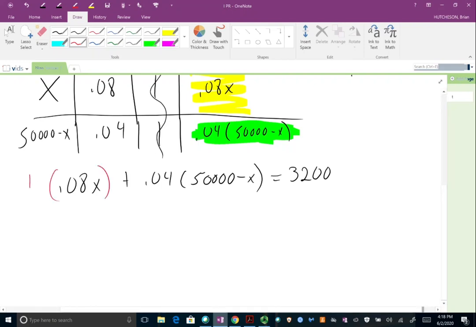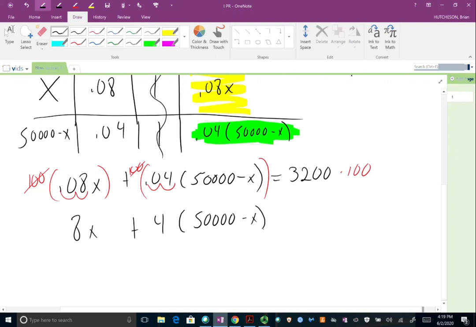I'm going to multiply this piece by 100, this piece by 100, and this piece by 100. Basically, I'm multiplying through by 100. And what does that do? It moves my decimal. So instead of 0.08, I now have 8x plus 4 times (50,000 minus x). And this is 3200 with another 2 zeros. No more dang decimals.